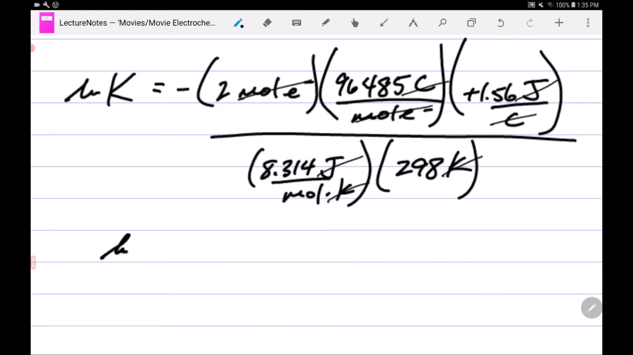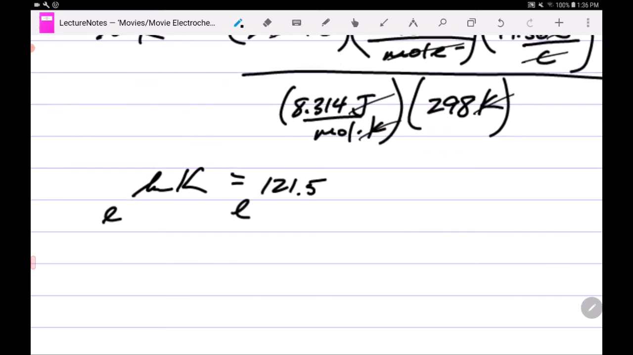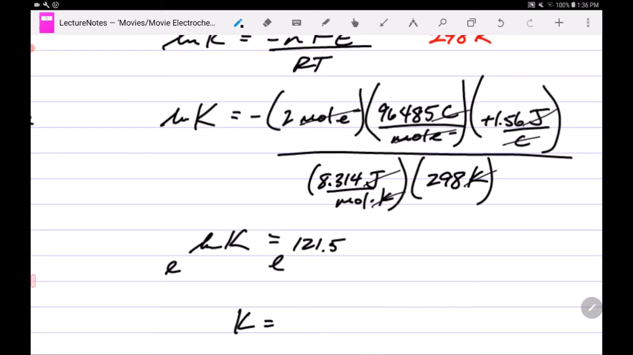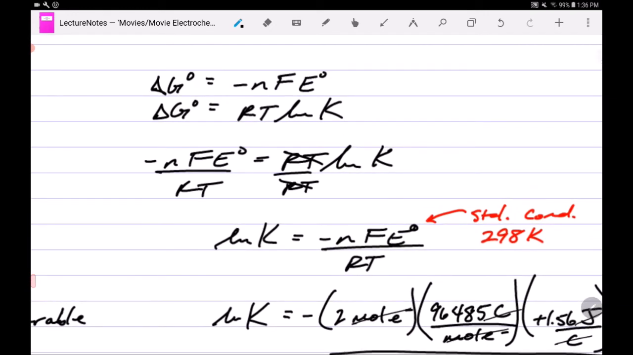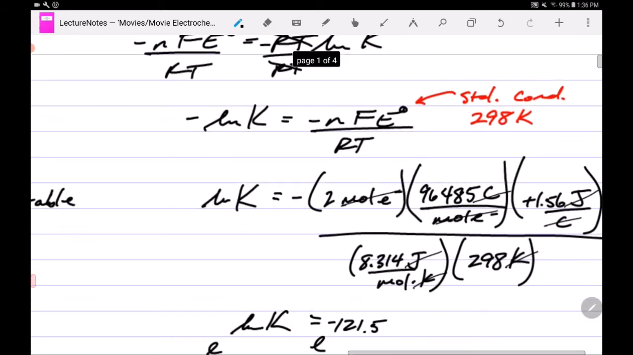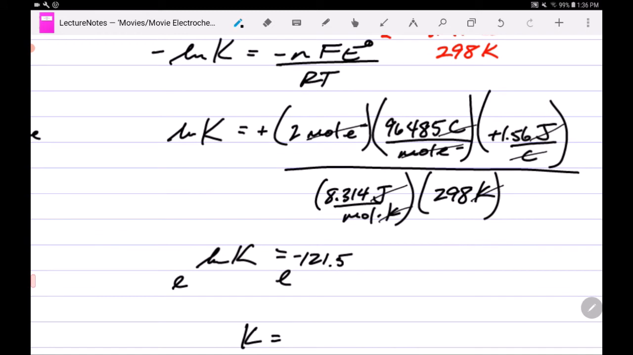Everything cancels, as well it should. K should not have units. Oops. Looks like I dropped a negative. Oh, but that doesn't look right to me, because that would give me a small K. Looks like I actually dropped 2 negatives. So this should actually be positive.